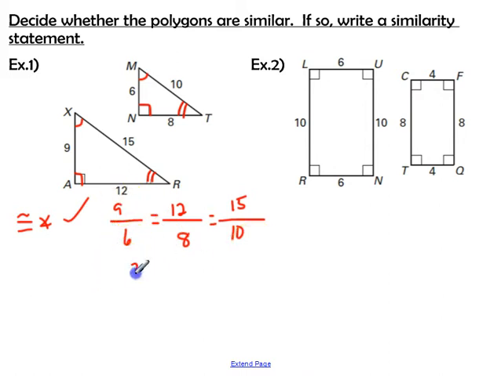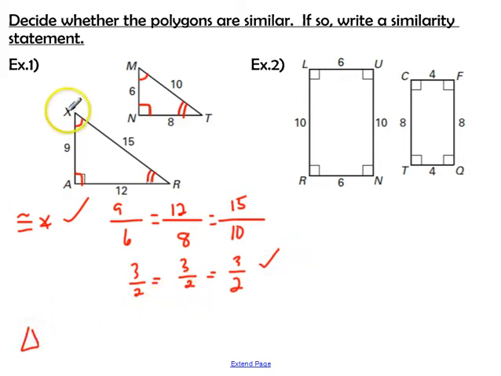9 over 6 reduces to 3 over 2. 12 over 8 reduces to 3 over 2. And 15 over 10 reduces to 3 over 2. So since the statement of proportionality is correct, we can go ahead and write a similarity statement.